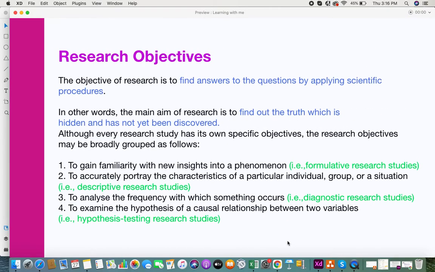Looking at the objectives of research, the first objective is to find answers to questions by applying scientific procedures. You apply certain procedures, processes, or methods in order to find answers. You might drill down into certain areas and come up with certain ideas, find certain processes to do your research, or apply certain techniques to come up with answers. In other words, the main aim of research is to find out the truth which is hidden and has not yet been discovered.